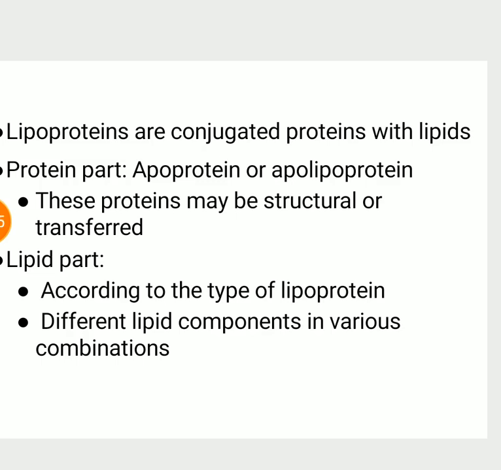So the lipid part also differs depending on the type of the lipoprotein, just like the way the protein part differs. We're going to see in further detail that the chylomicron has the highest composition of the lipid component with the lowest composition of the protein component. And then we're also going to see that the HDL has the highest protein component but with the lowest lipid component. Let me proceed to the next slide.